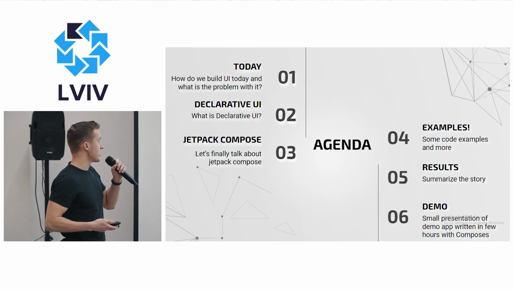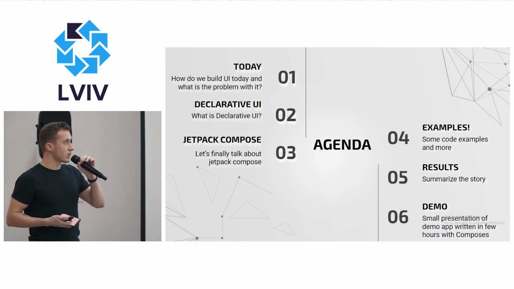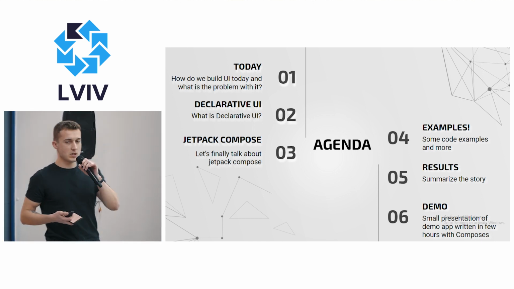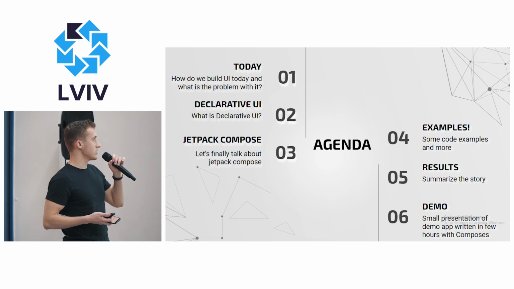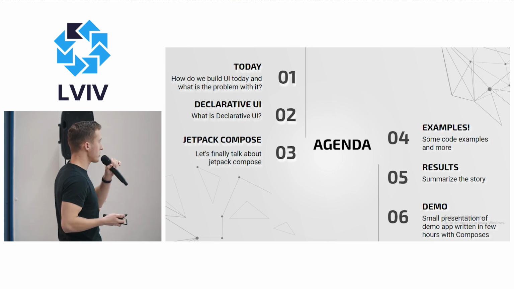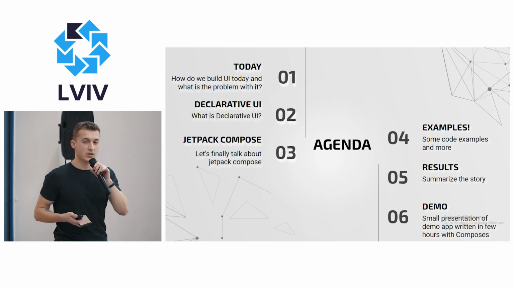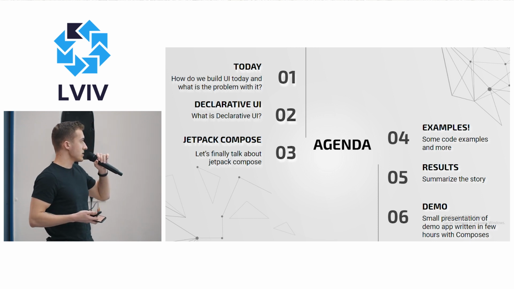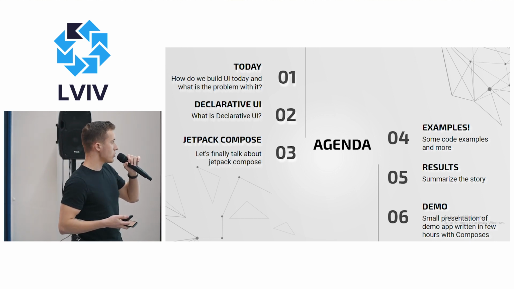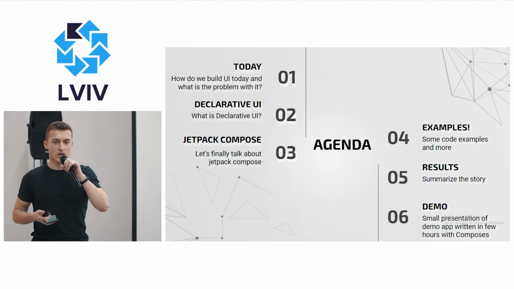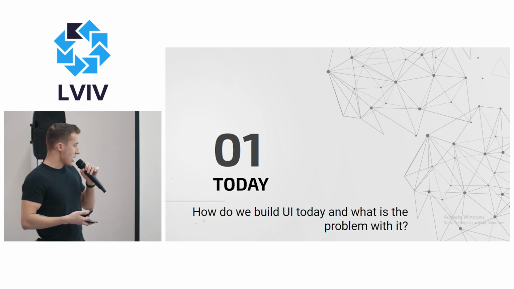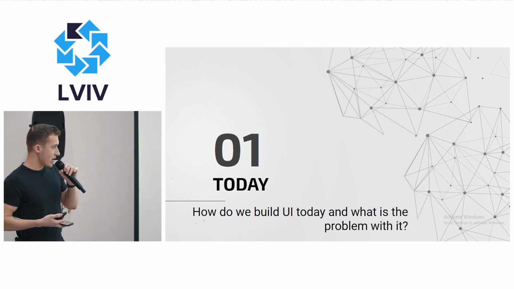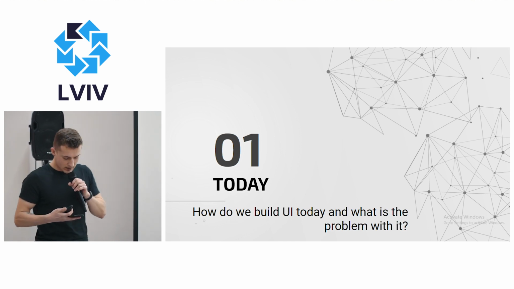So our agenda for today is to talk a little about what we have in building Android UI today. Then we'll talk about declarative UI and declarative programming versus imperative programming. Then we can start talking about Jetpack Compose and see some examples and summarize everything. How do we build UI today, and what is the problem with it?